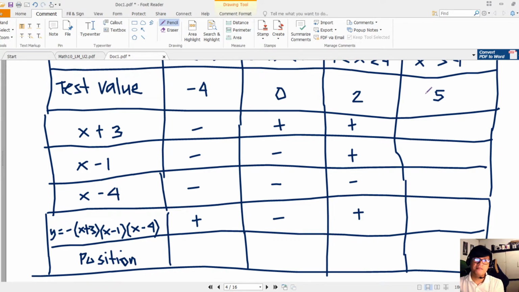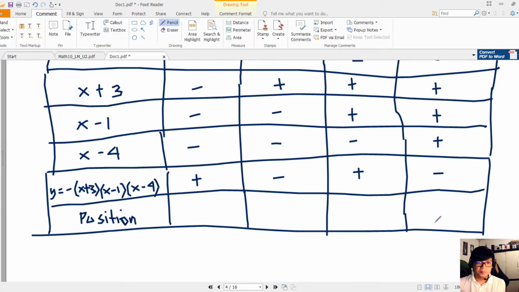Okay, next. 5 plus 3, positive. 5 minus 1, 4, positive. 5 minus 4, positive. So, tatlong positive, positive times negative here. Ito, it will become negative. So, magiging ganito na siya. Is above the x-axis, below, above, and this is below.